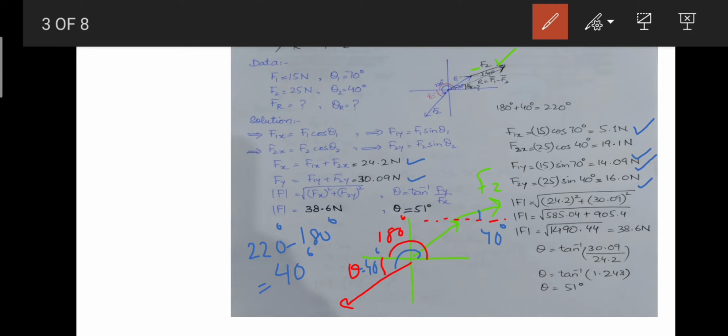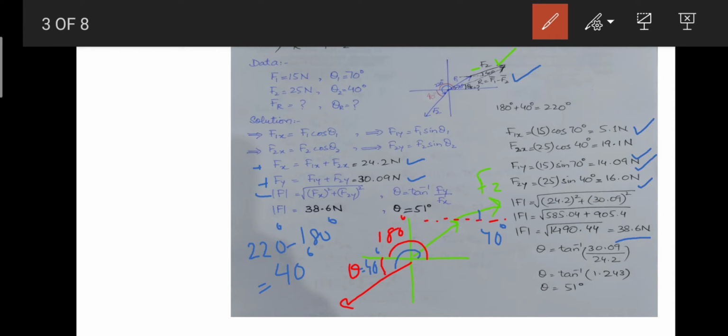Now taking out the magnitude of this using this particular formula, we get the value equal to 38.6 newton. And to calculate theta, here we see that both the x component and the y component are having positive signs, like fx and fy both are positive. So the vector lies in the first quadrant. As you can see, the vector here is also in the first quadrant. So theta would be equal to theta r, and theta can be calculated as tan inverse of y component over x component, and the value comes out to be 51 degrees.